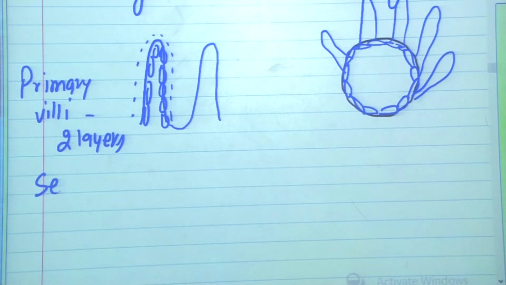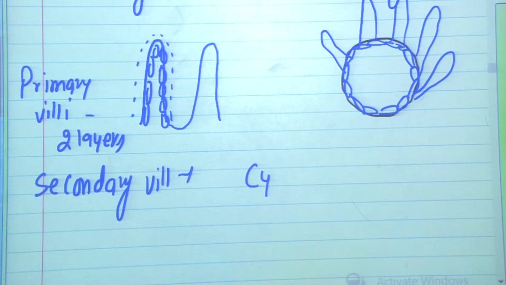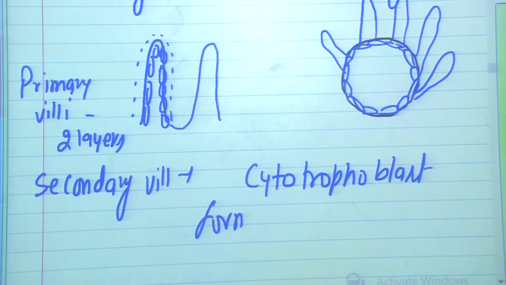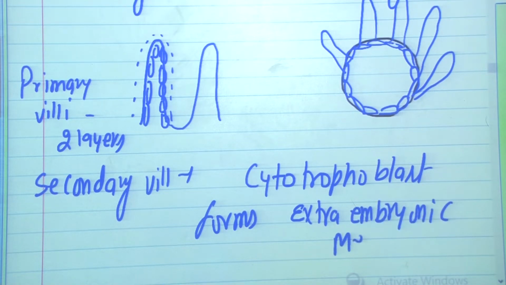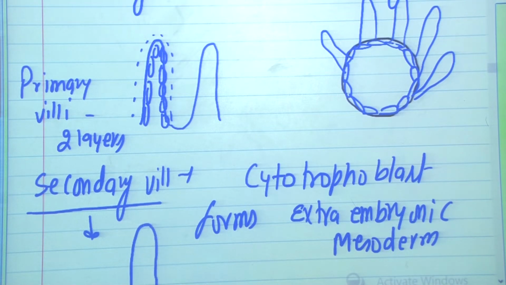The secondary villi, what does it contain? Cytotrophoblast forms extra embryonic mesoderm. So, in secondary villi, what changes occur here? This is a villi which contains cytotrophoblast. This is syncytiotrophoblast, and inside the cytotrophoblast there is extra embryonic mesoderm. So, this is the new tissue which appears in secondary villi.